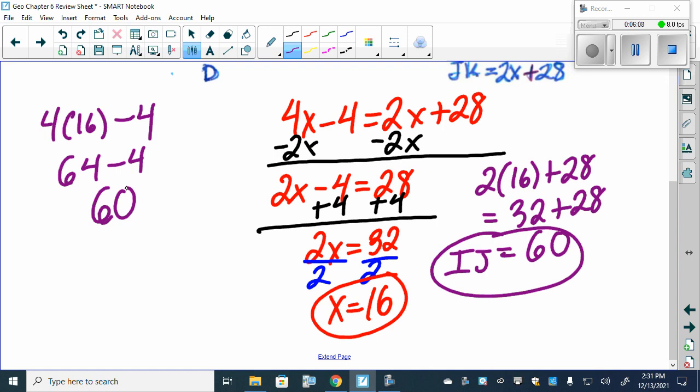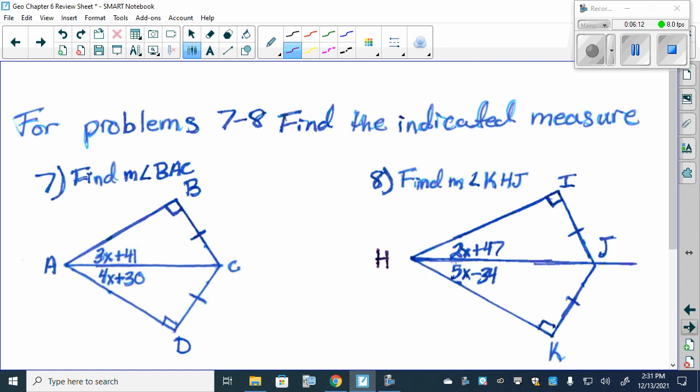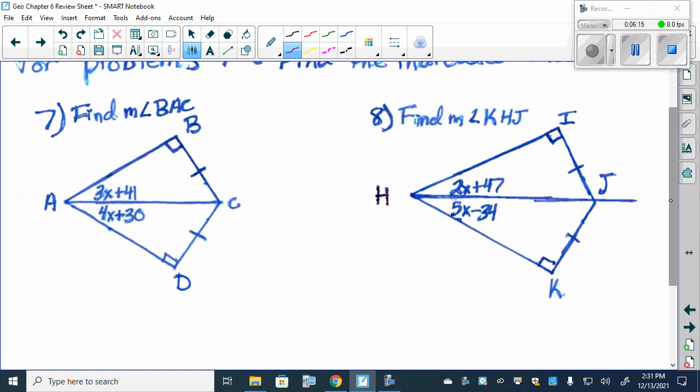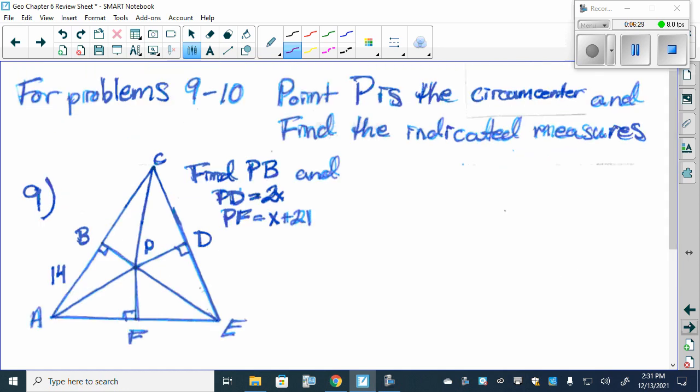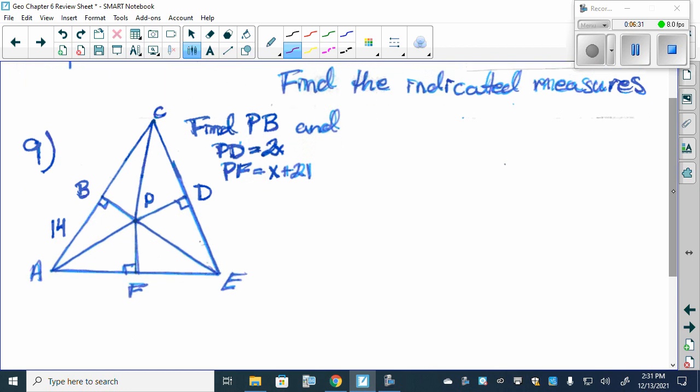Any questions on 5 or 6? Questions on 7 or 8? Because what would we do with 7 and 8? Same thing. We set them equal to each other, solve for the value of x, and then plug it back in. Questions on 9 or 10?